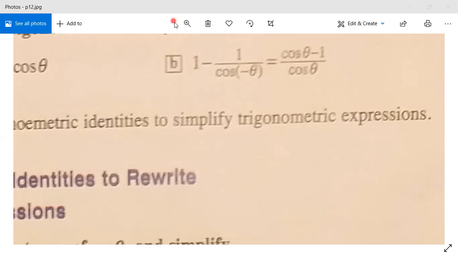This is 1. This one is minus. We can't do anything for this one. But cosine minus theta, this is equal to what? Equal to cosine theta. You have to memorize this one.